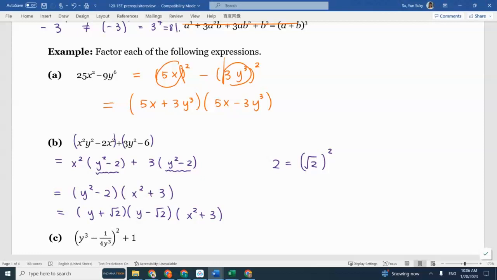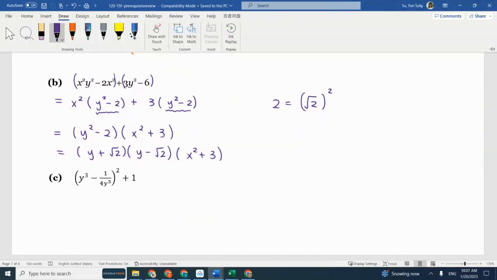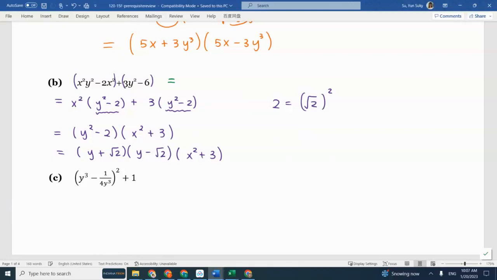Oh, by the way, have you learned how to solve equations before? If I want to solve this equation, I set this guy equal to 0. How do you solve it? Well, if you can factor it like this, you set each factor equal to 0.